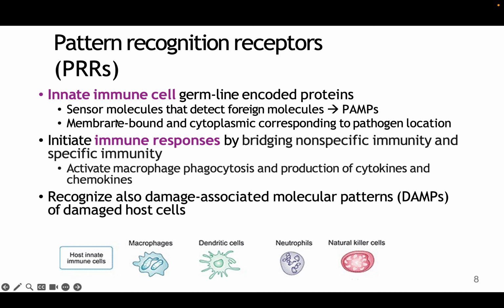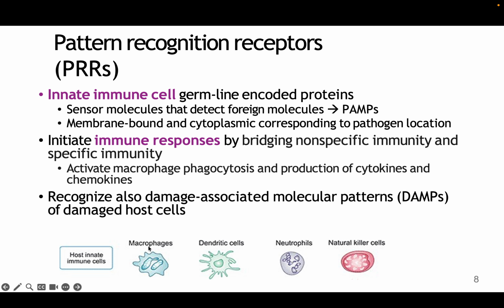So, as we said, these sense molecules like PAMPs. Usually they can be found either on the membrane of the cell or inside the cell, in the cytoplasm. This is extremely important because it depends on the pathogen's location. Bacteria are the majority of the time outside, so you want the PRR to be on the membrane. But viruses cannot live outside. They need to go inside, so you need PRRs inside the cell to detect them.